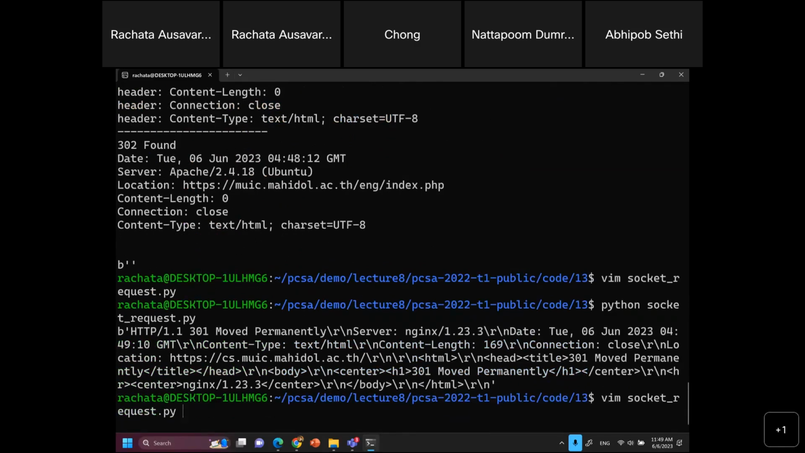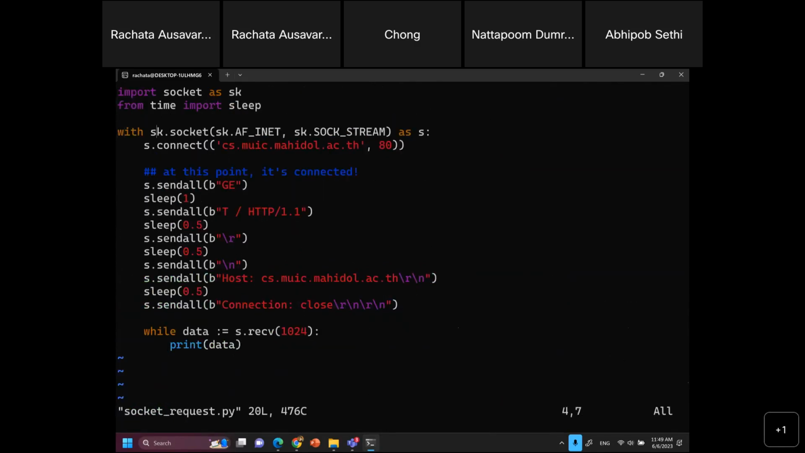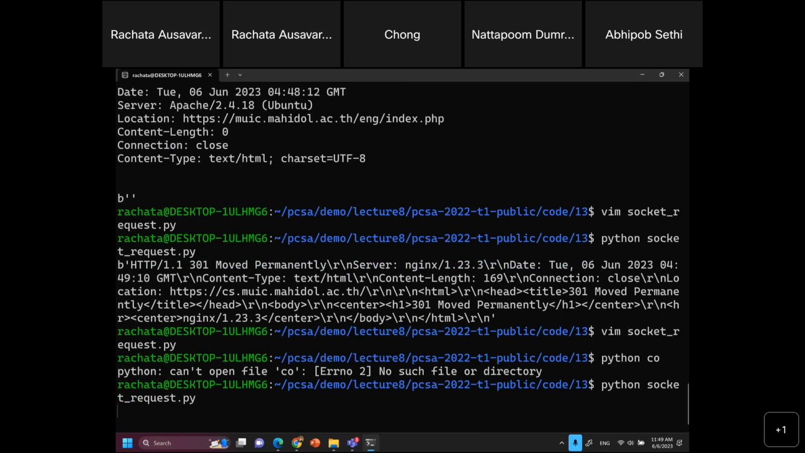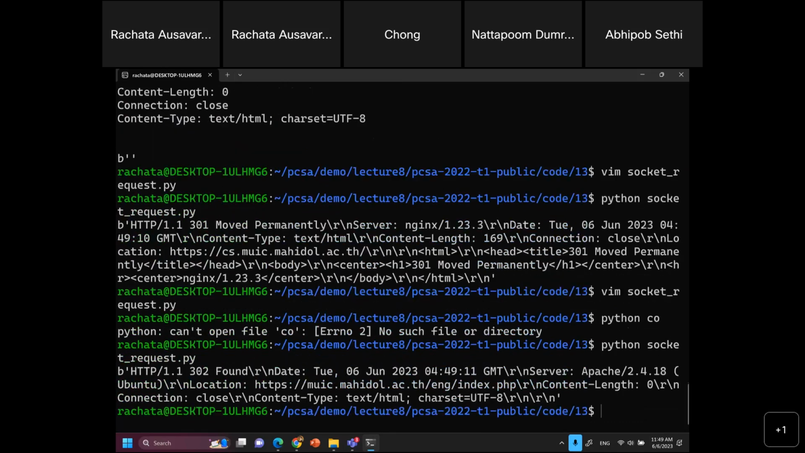So we can then modify the address to just muic.mahidol.ac.th and run. Oops. It's found. Here's a location, and then it closes the connection.